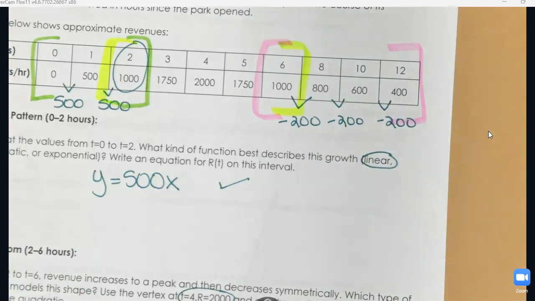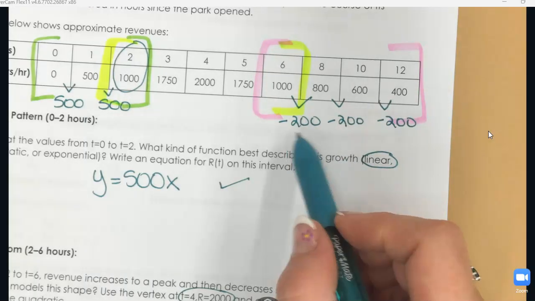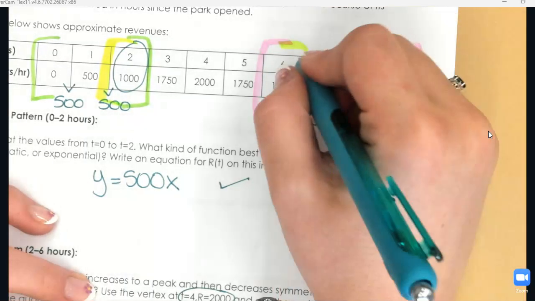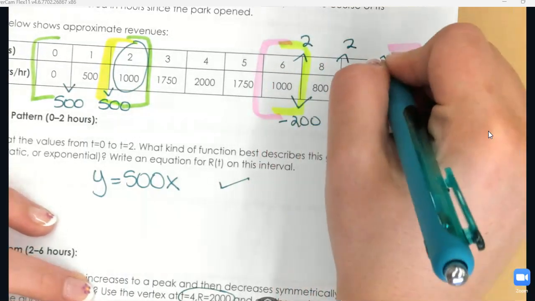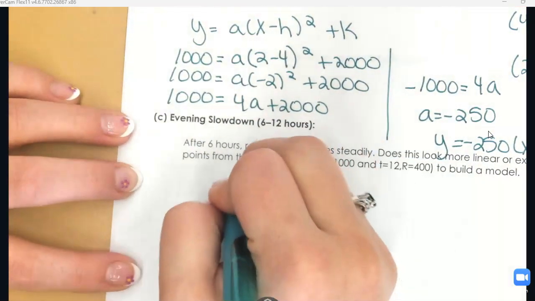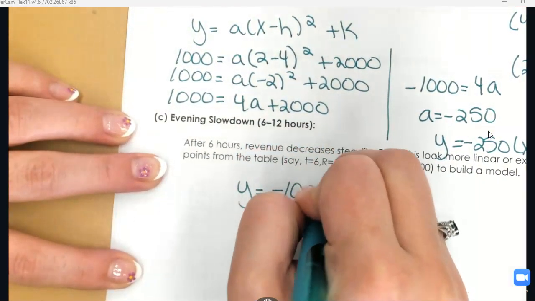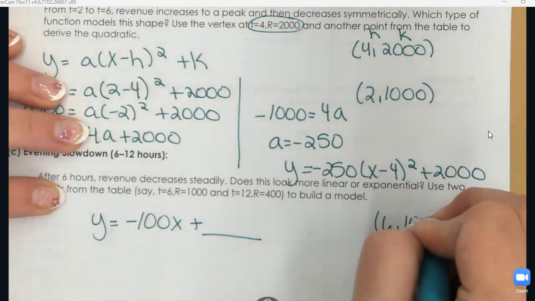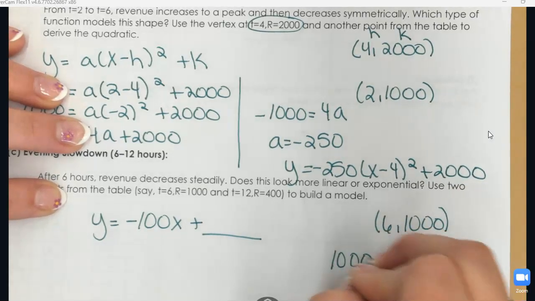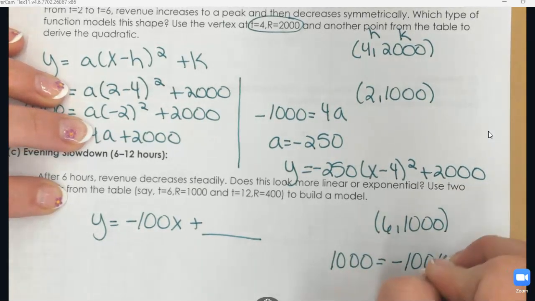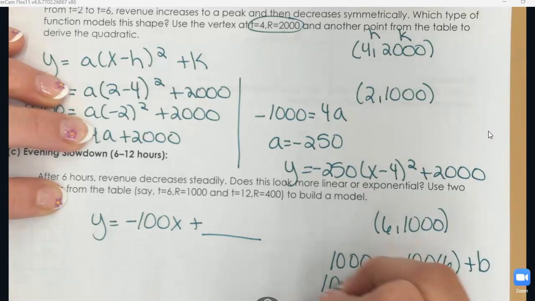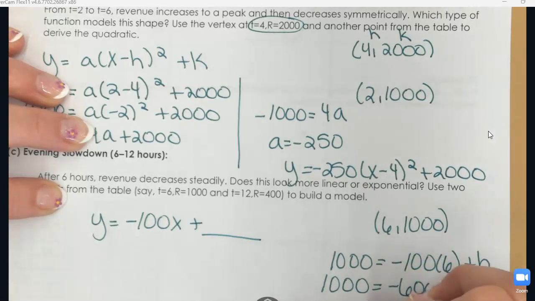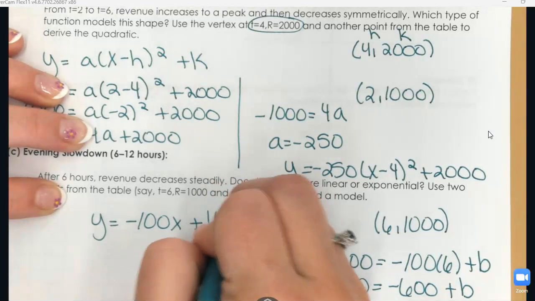And to find that equation, I need to know the slope. Now, negative 200, but this is happening now over a course of every 2 hours. So my slope is negative 100. But I need to find my b value. So this is where I'm going to plug in one of my x and y's again, like let's just say 6 and 1,000. So 1,000 is equal to negative 100 times 6 plus b. And I get that my b value is 1,600.